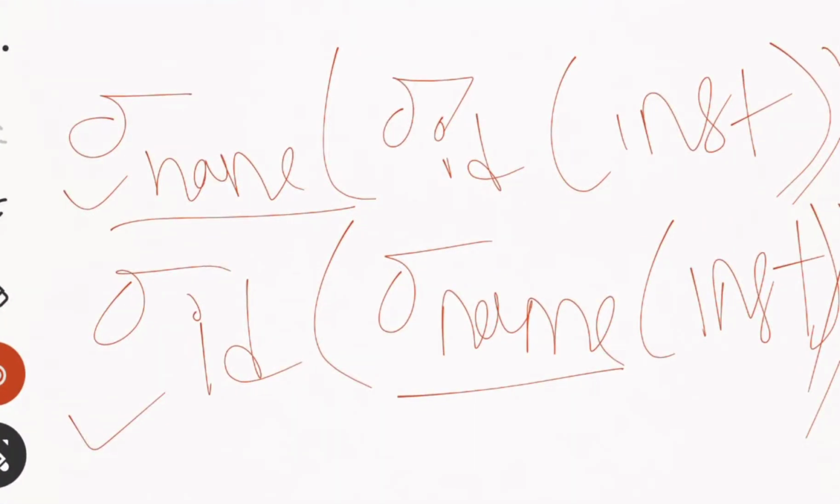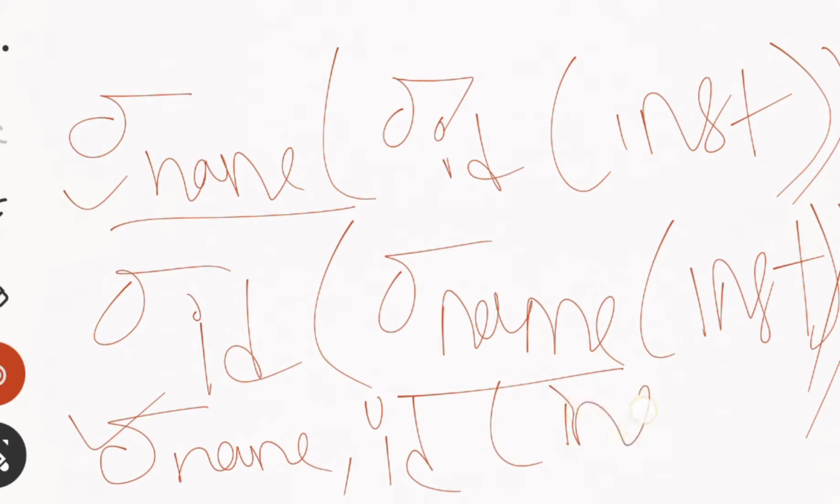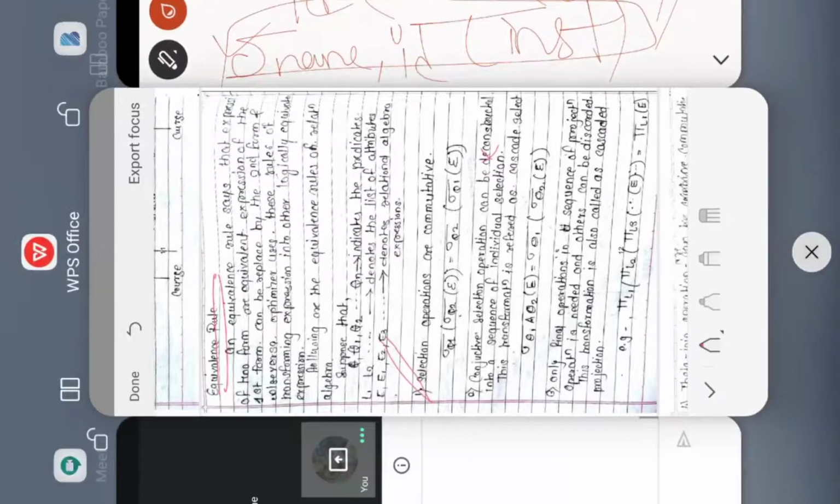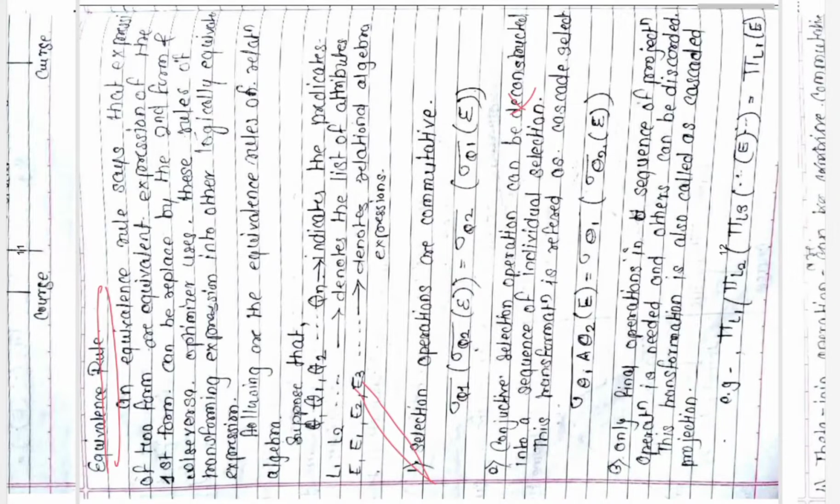I have written here sigma name in bracket sigma ID of instructor. Instead of writing it like that, if I am writing sigma name comma ID from instructor, it will be the same, right? Sigma name comma ID is equal to sigma name comma ID from instructor, so still I'll be getting the same output, right? So that is the meaning, that is the example of this particular rule.